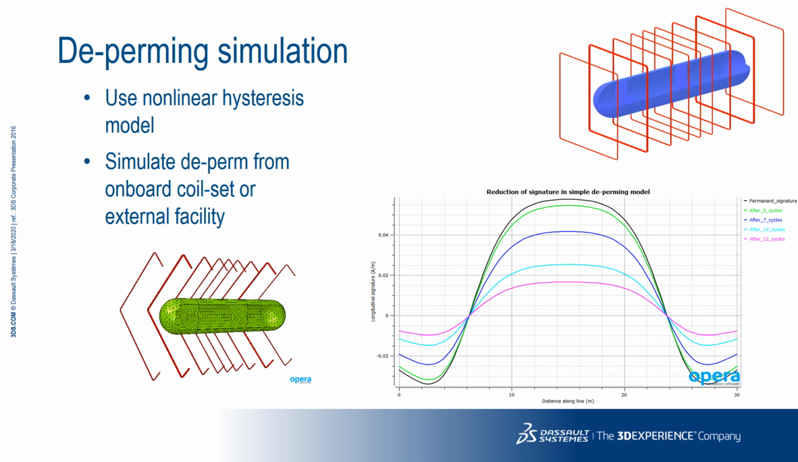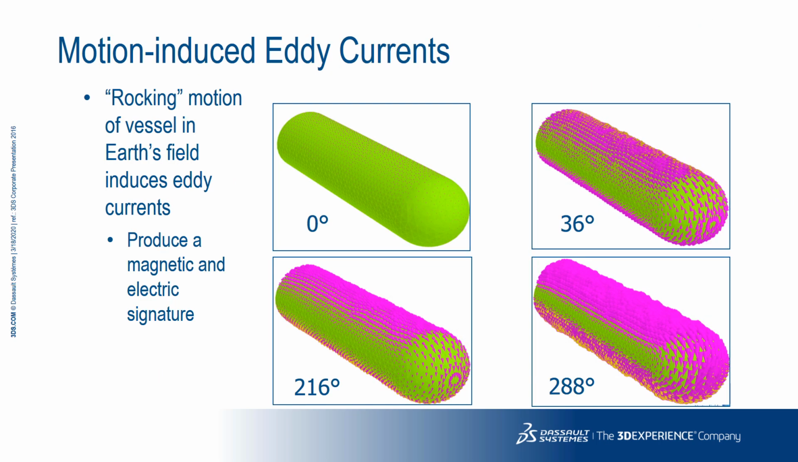To model de-perming, we use the hysteresis modeling, which uses interpolation from the major loop. The data is relatively easy to obtain, a simple table of B versus H in quadrants 1 through 3. Here you see a test cylinder being cycled through ever decreasing current amplitudes.